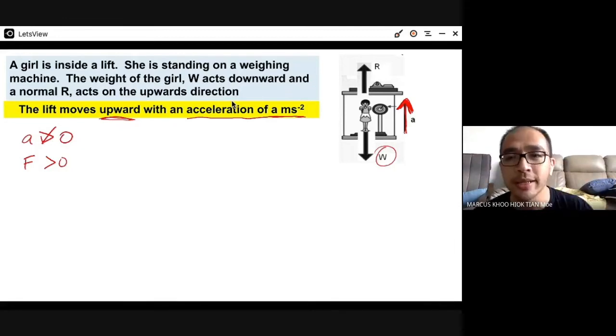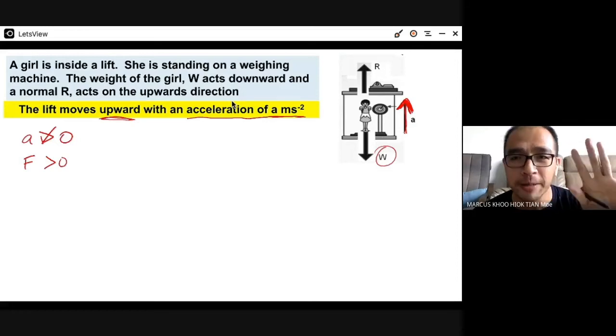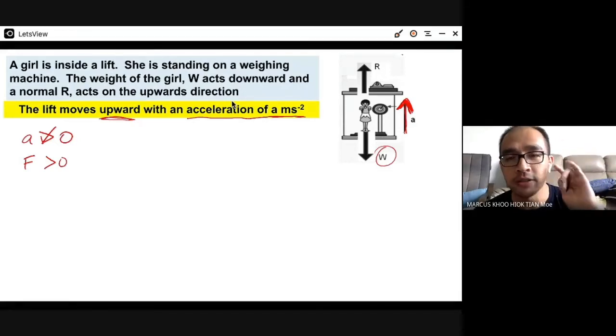Do you remember what I said earlier? I said, okay, this is very important now. The direction of the resultant force must be the same as the direction of the acceleration. Okay, so it's okay, don't worry, we make the mistake here. Just don't make the mistake in the future. The direction of the acceleration must be the same as the direction of the resultant force.